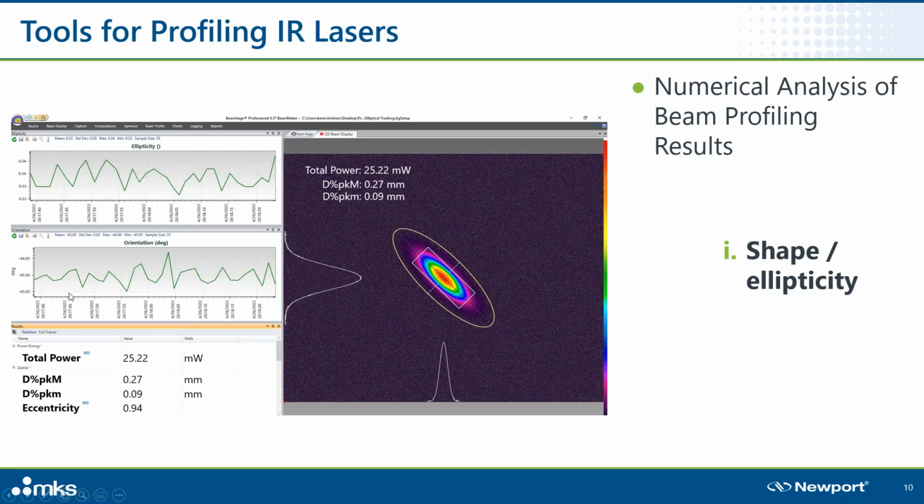Ellipticity is also a major takeaway from the numerical analysis of beam profiling. Here you can see the ellipticity and the orientation of the major axis of the ellipse being measured in real time, or has been measured in real time.